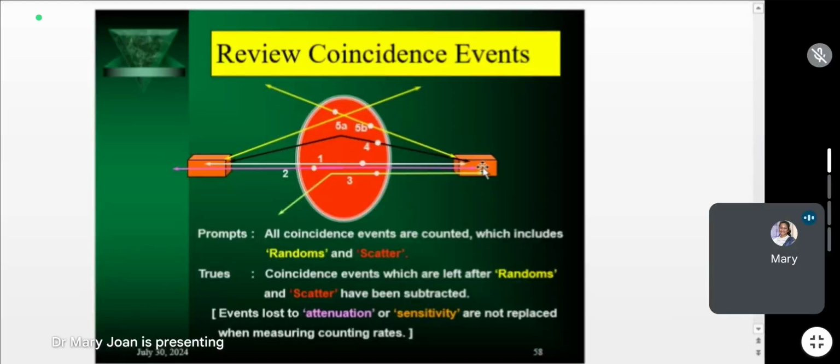So, each detector is detecting one of those. This will also be counted as a coincidence, but it happened somewhere else. It is not a true coincidence event.